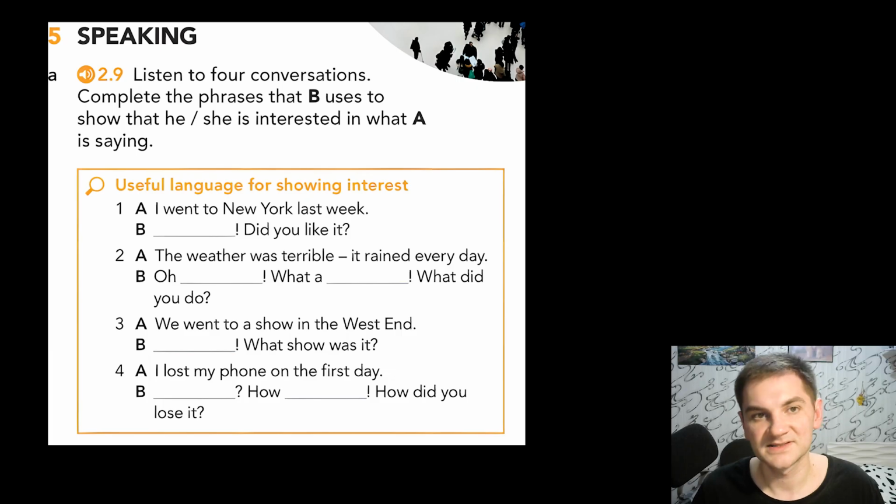Part 5, Speaking. Listen to 4 conversations, complete the phrases that B uses to show that she is interested in what A is saying. Useful language for showing interest. 2.9.